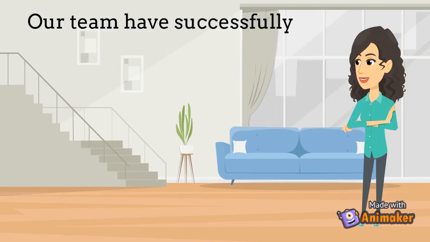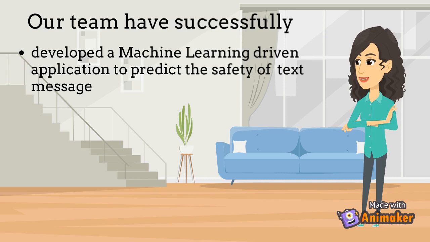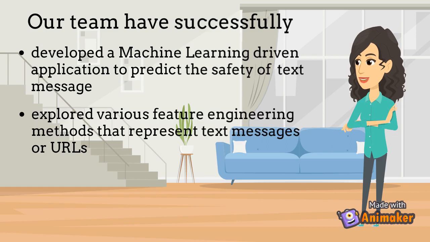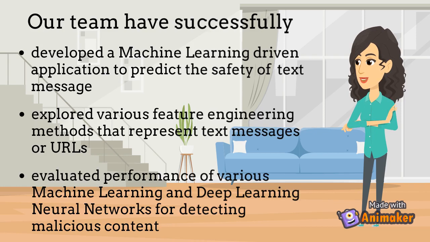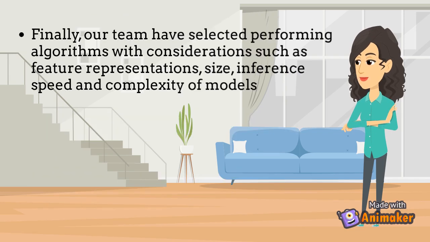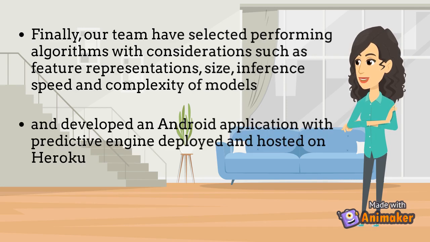Our team has successfully developed a machine learning-driven application to predict the safety of a text message, explored various feature engineering methods that represent text messages or URLs, and evaluated the performance of various machine learning and deep learning neural networks for detecting malicious content. Finally, our team has selected performing algorithms taking into account careful considerations such as feature representations, size, inference speed and complexity of models, and developed an Android application with the predictive engine deployed and hosted on Heroku.